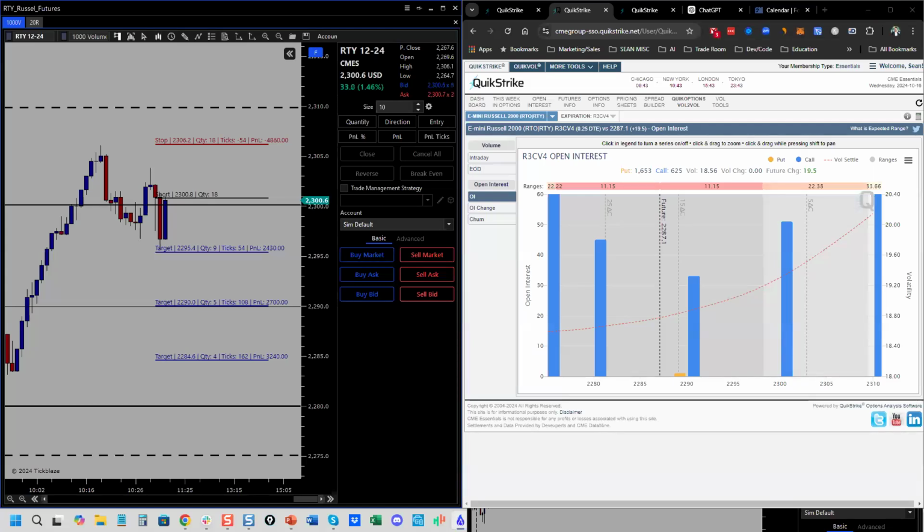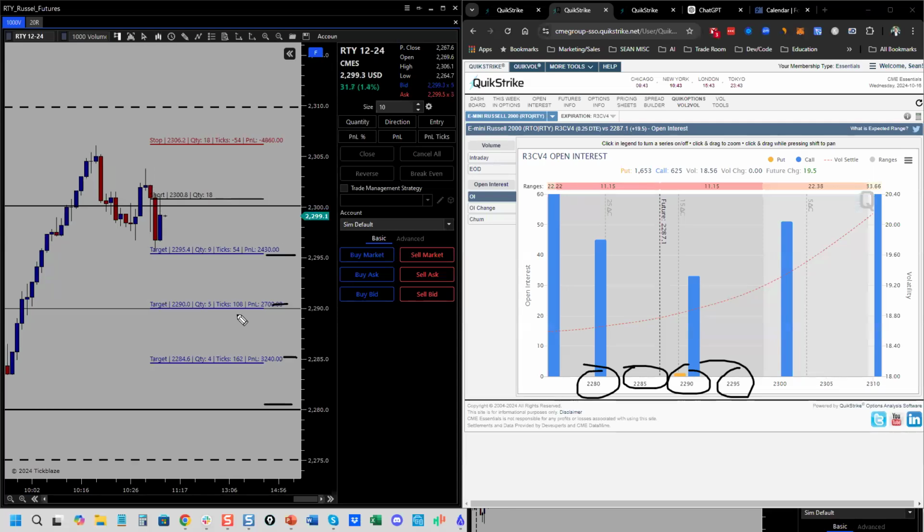And so these are the logical targets on the way down. Every 5 points. Scaling out. Does that make sense, guys?